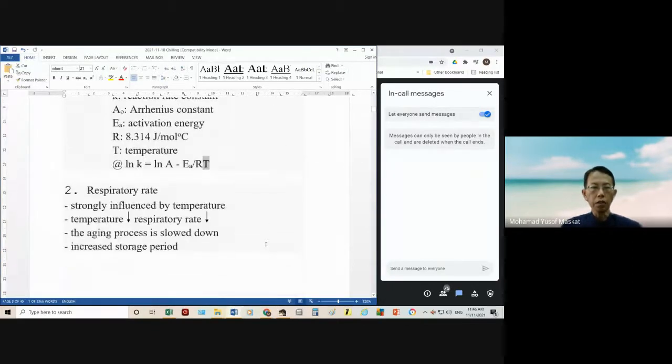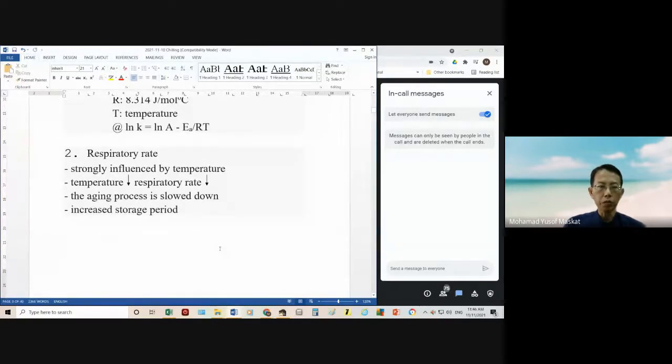Another aspect is respiratory rate, which applies to fruits and vegetables. When we harvest them, we separate them from the mother plants, but they are still respiring. They suck in oxygen and produce carbon dioxide, so they are still undergoing respiration.